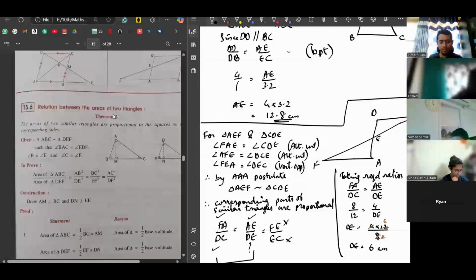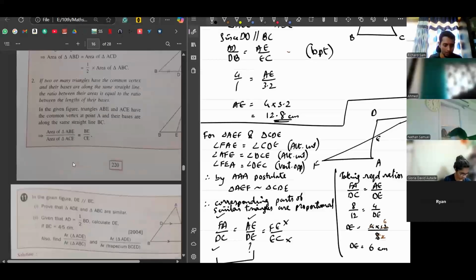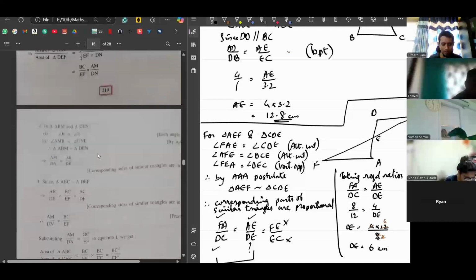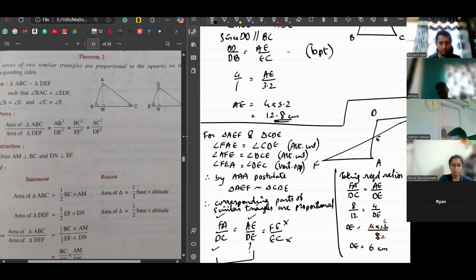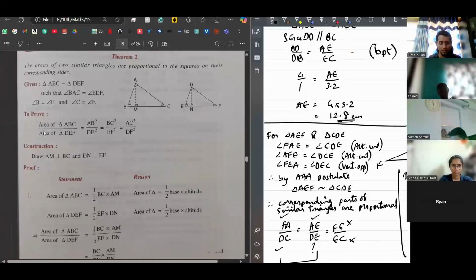So the next exercise was about the areas which we saw in the beginning. I hope all of you are clear with how to find area, the relationship between areas. Just look at this relationship over here. If you have two triangles, ABC and DEF, what does this theorem state? The area of triangle ABC upon the area of triangle DEF will be equal to the corresponding sides that are proportional. You just square them. That is the relation. So AB square upon DE square, which is equal to BC square upon EF square, which is also equal to AC square upon DF square.